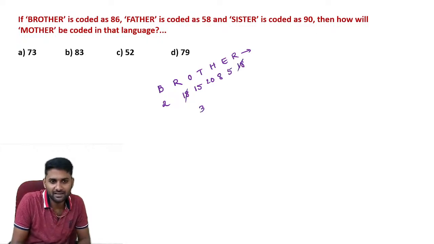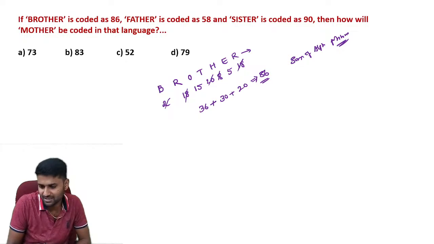18 plus 18, 36. 8 plus 2, 10. 10 plus 20 is 30. 15 plus 5 is 20. If you go through the sum, it becomes 86. Here the logic is sum of alphabet position. And apply the same logic for mother, you will get the answer.